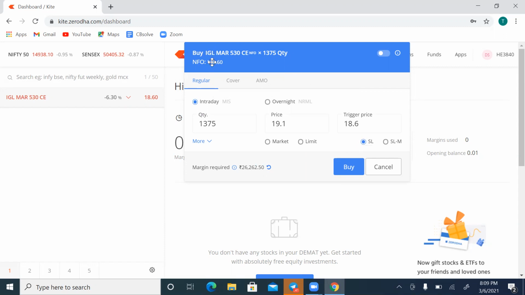So the current price is 18.6. I sent a message in our channel saying to buy this IGL March 530 CE at about 21. So how you want to place it is, there is a trigger price. This trigger price is the main portion that you have to concentrate on.